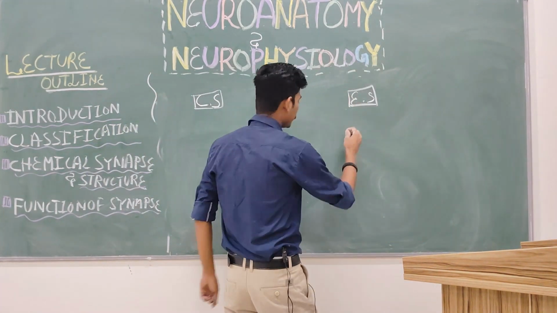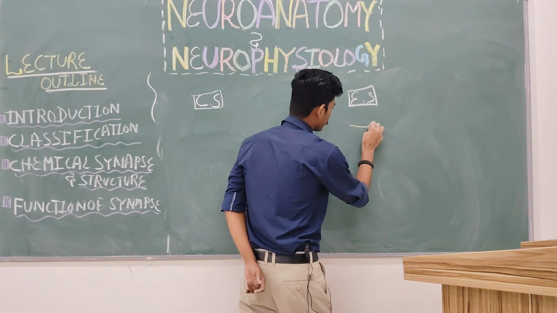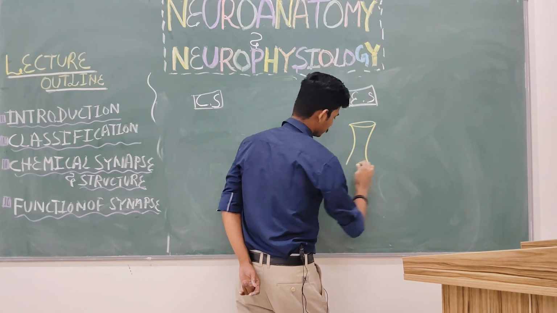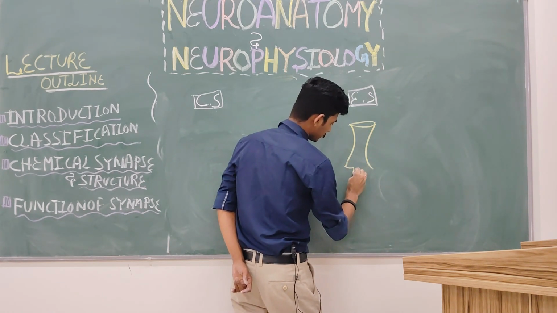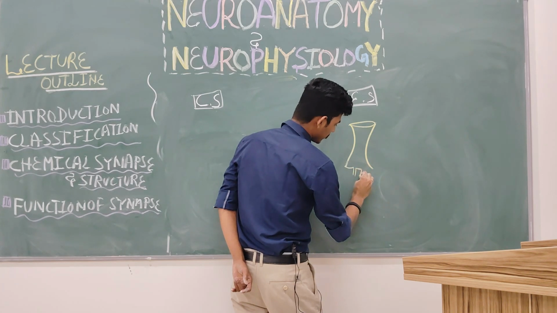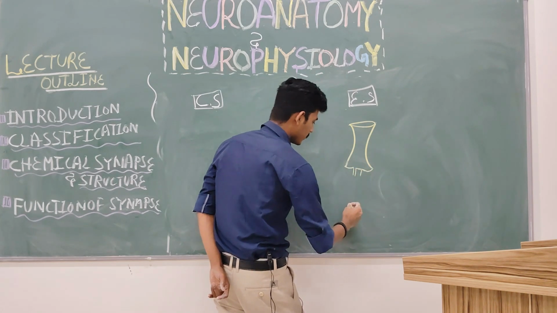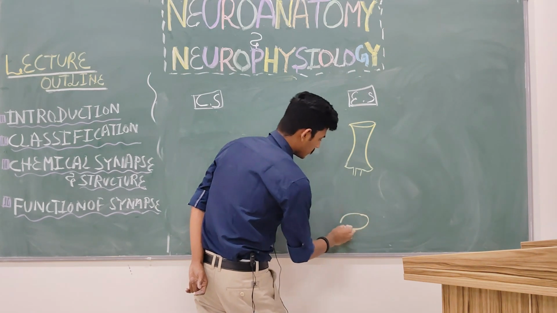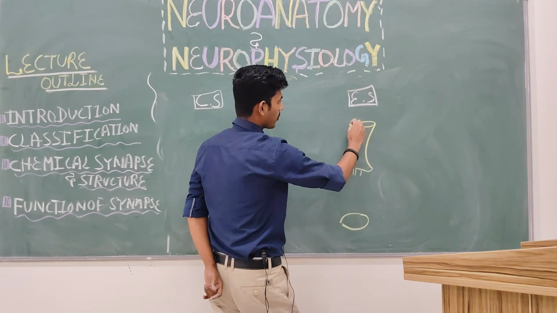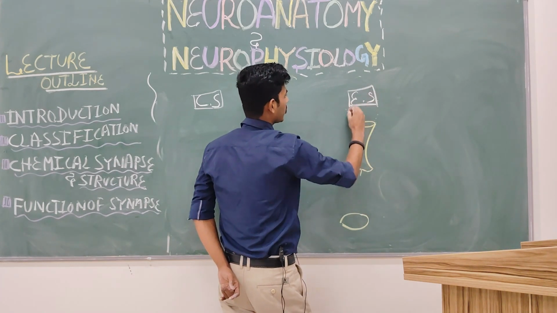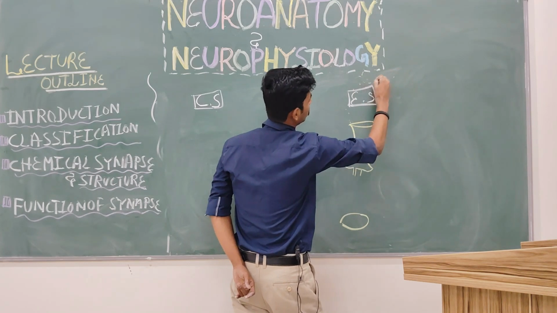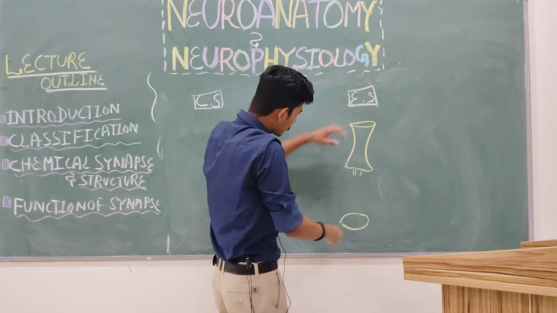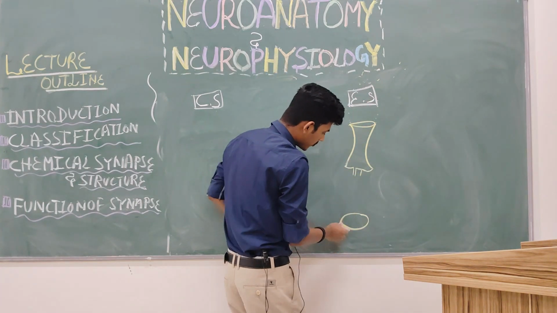Electrical synapse, what is happening? See, these are the axons, axon endings basically. Don't get confused here. Then there is a cell body, then there are dendrites. Understood? I am describing just the cut section of the axon. This is the axon.